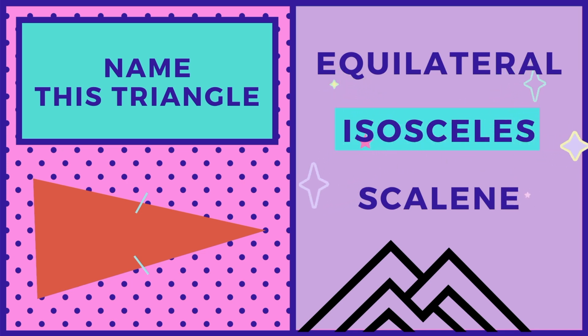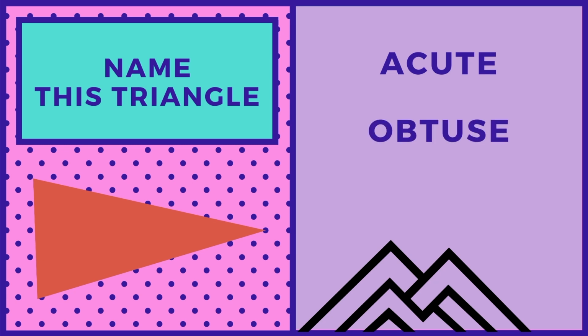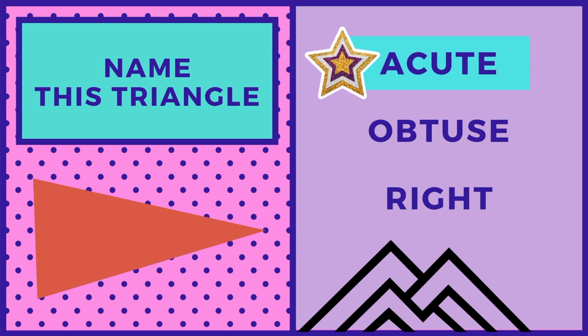Now how about if we named it by its angles? Does it have all acute angles like an acute triangle would have? Do you see an obtuse angle? One angle that's more than 90 degrees like an obtuse triangle? Do you see a right angle like a right triangle would have? All the angles are less than 90 degrees. That makes it an acute triangle.